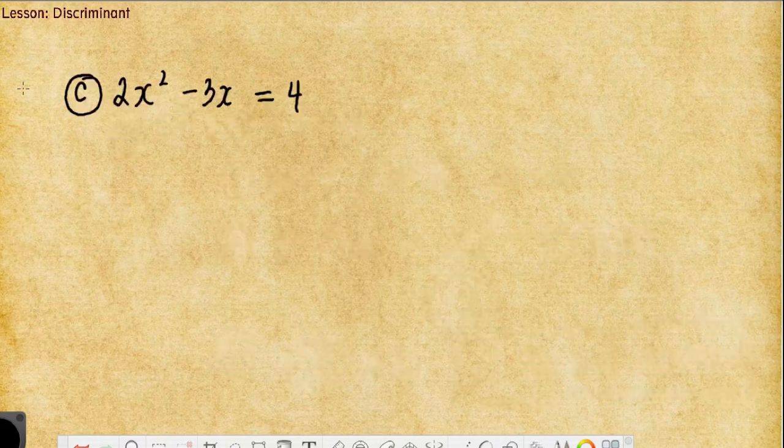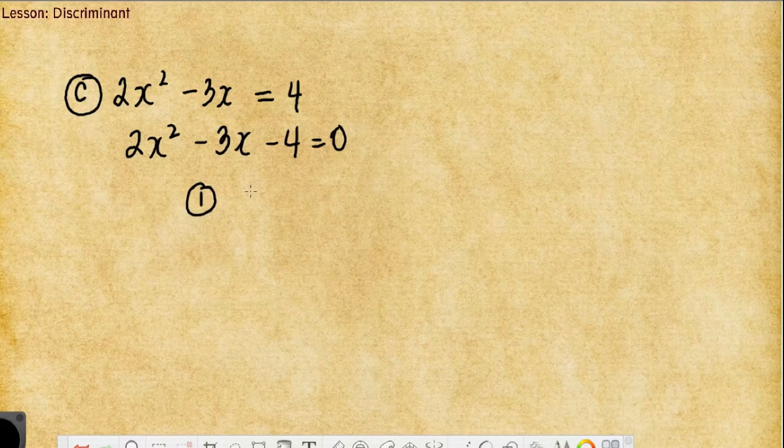Our third and final example, we have 2x squared minus 3x equals 4. Okay? So now, tignan natin ulit yung ating quadratic equation kung yan ba ay naka-standard form. Kung hindi pa, ayusin natin. So meron tayo ditong 2x squared minus 3x minus 4. Bakit? Dahil yung 4, nilipat ko sa kabila. Okay? So now, since naka-standard format na siya, let's apply the 3 steps.